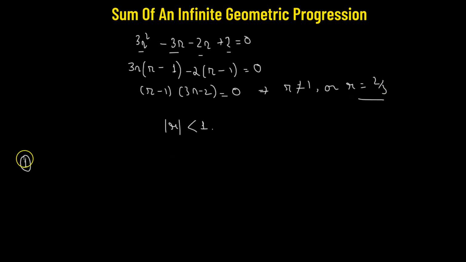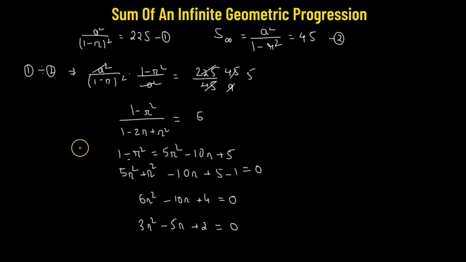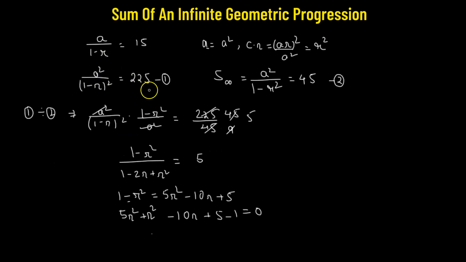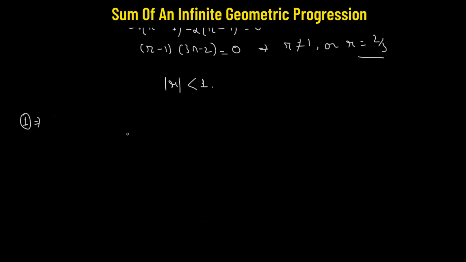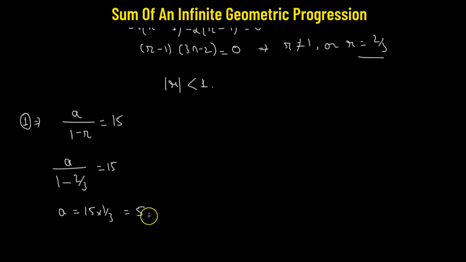So let's now use the equation a divided by 1 minus r equals 15. When r is equal to 2 over 3, we have a divided by 1 minus 2 over 3 equals 15. Here 1 minus 2 over 3 is 1/3, so a will be equal to 15 times 1/3. That gives us the first term as 5. So now we have obtained our first term, which is 5, and the common ratio, which is 2 over 3.